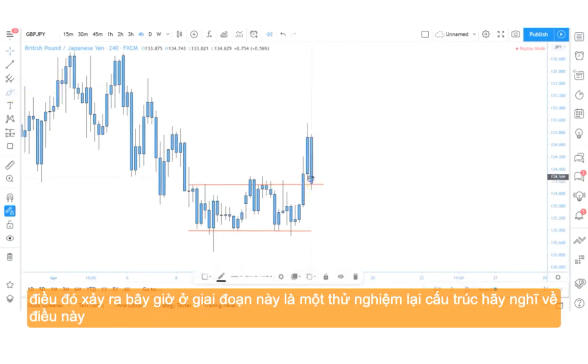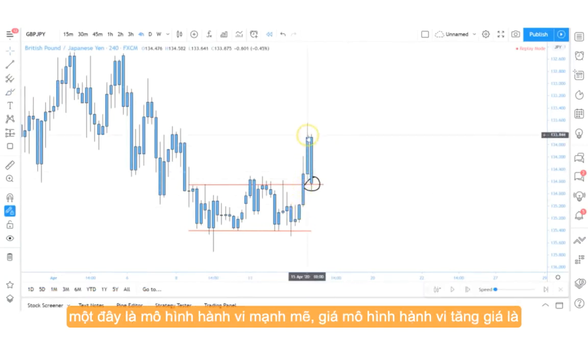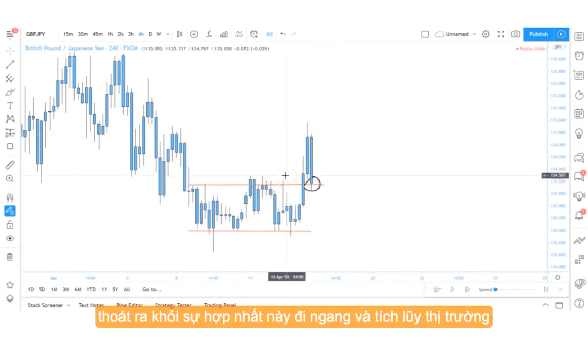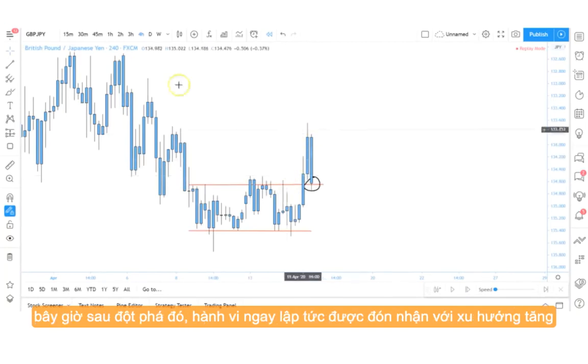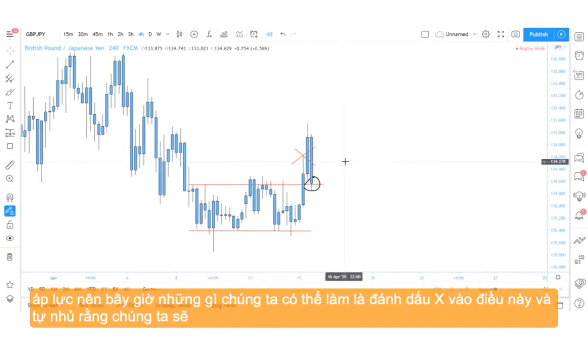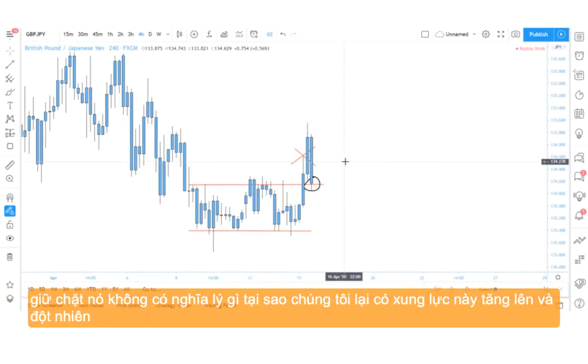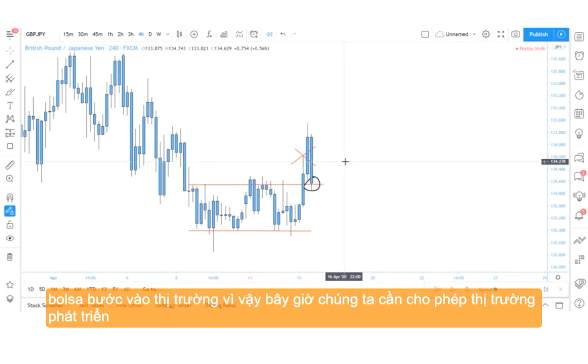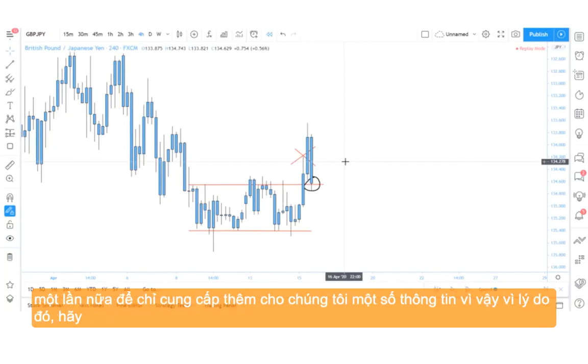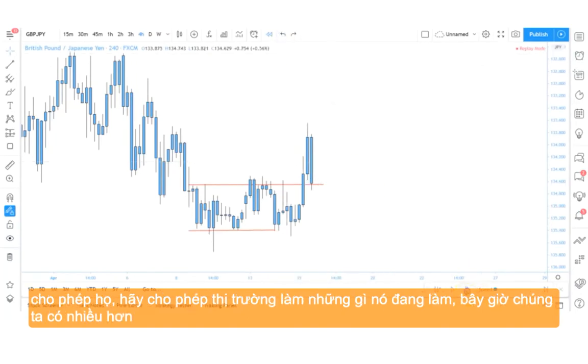Now at this stage, is this a retest of structure? Think about this one. This is a strong behavioral pattern, bullish behavioral pattern. Price has broken out of this consolidation, sideways moving market, accumulation phase, whatever you want to call it, range, I don't care. Now, after that breakout, the behavior was immediately received with bullish pressure. So now what we can do is put an X on this and say to ourselves, well hold on, it makes no sense why we had this impulse move up and all of a sudden the bulls have stepped into the market. So now we need to allow the market to play out again to just give us some more confirmation. So for that reason, let's allow the market to do what it's doing.